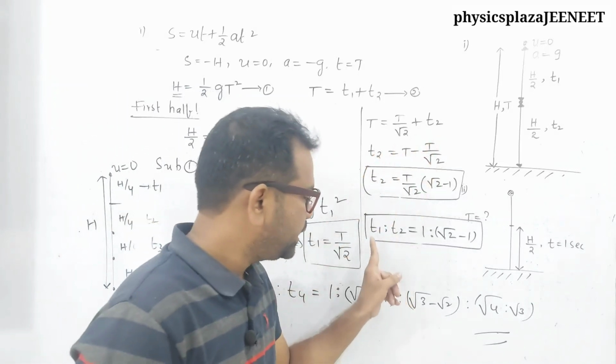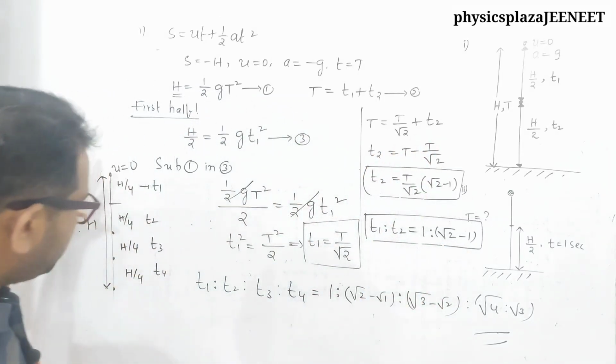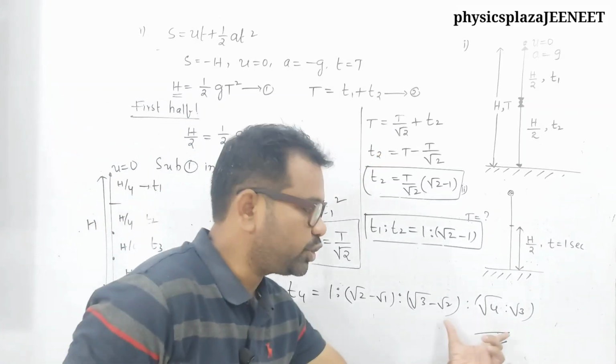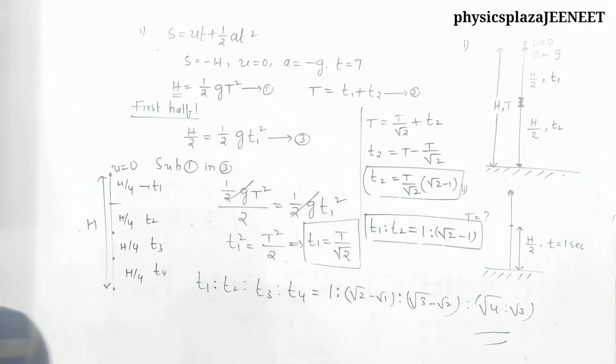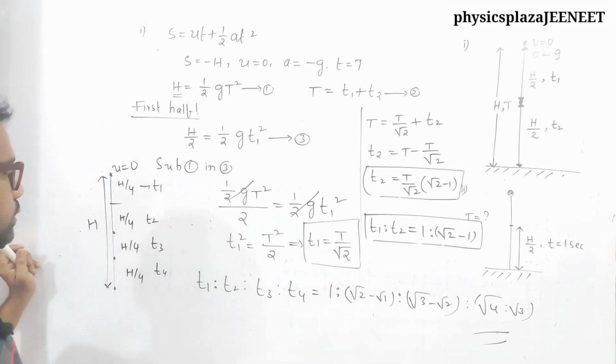Just copy this. So as per the question, t1 is to t2 is 1 is to root 2 minus 1. If they ask a question like this, the same question can be modified like this also. Here we got this ratio. Copy this. Done. Here it is 3, 2, 1.